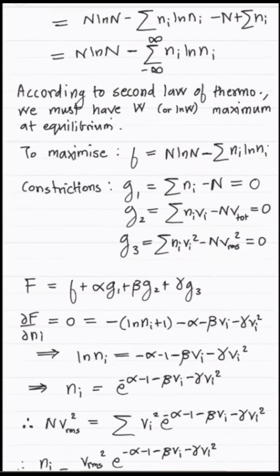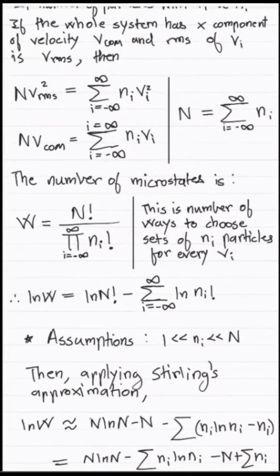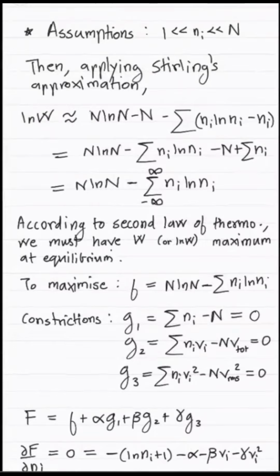So we have some restrictions. First of all, we have the restriction that capital N should be equal to summation of ni, right, from the definition. Then you also have these two equations as restrictions themselves. So all these three equations are actually restrictions. So under these restrictions, you want to maximize the value for our small f, which is just natural log of W, right?